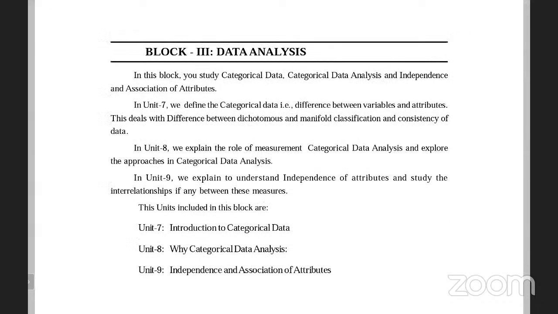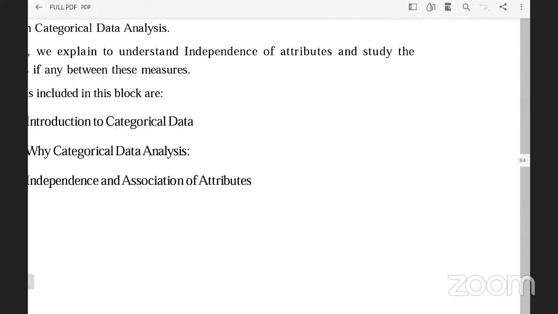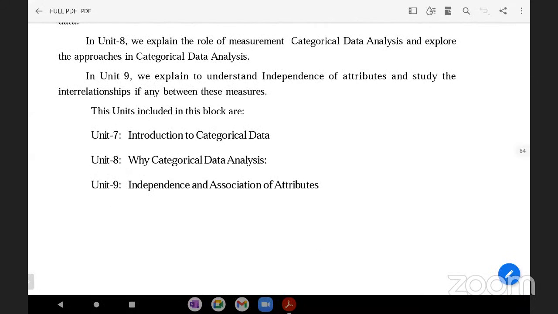Data analysis is the introduction to categorical data. In categorical data, you have the introduction, and why categorical data is analyzed. The two things are independence and association of attributes. These three concepts, and first 7 and 8, I will recapitulate once again.